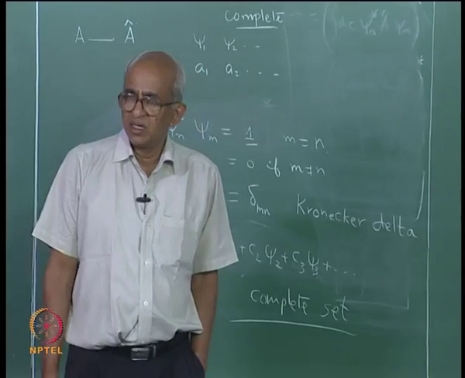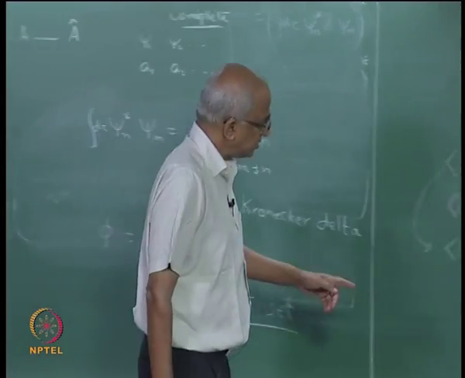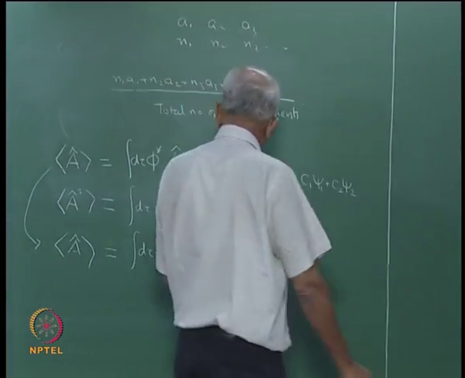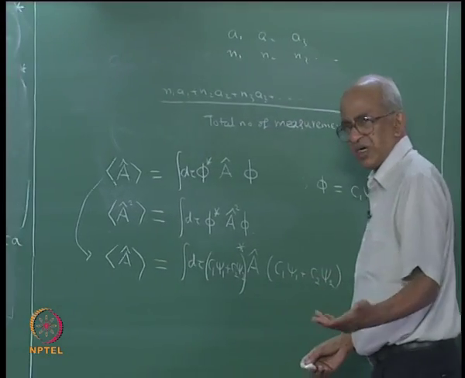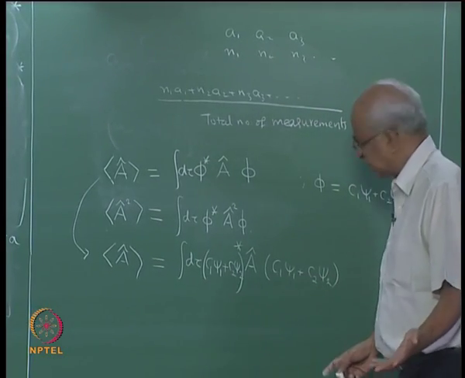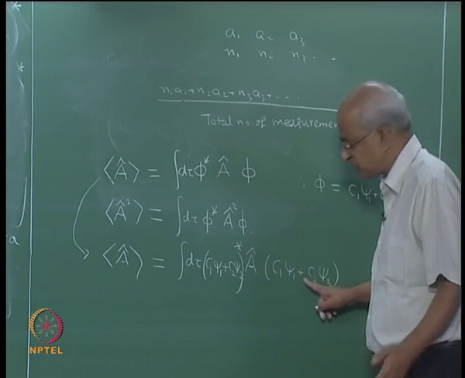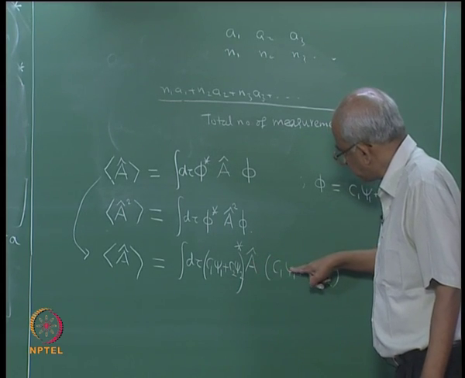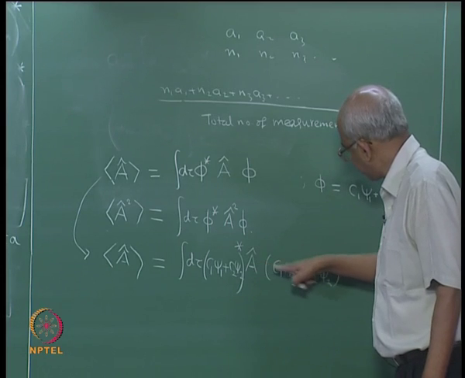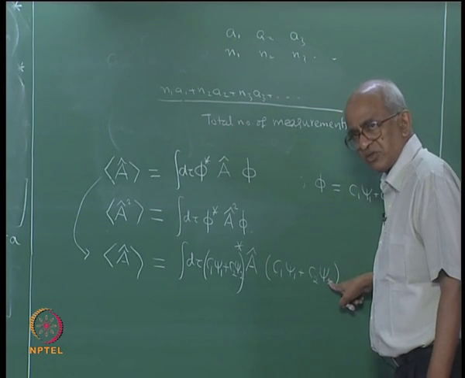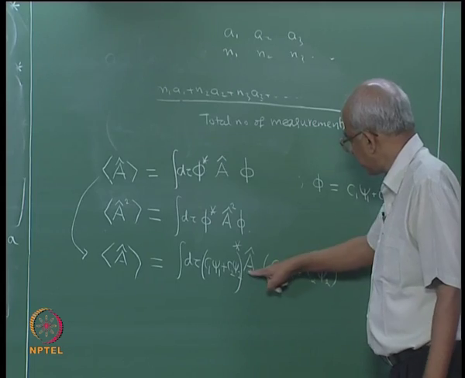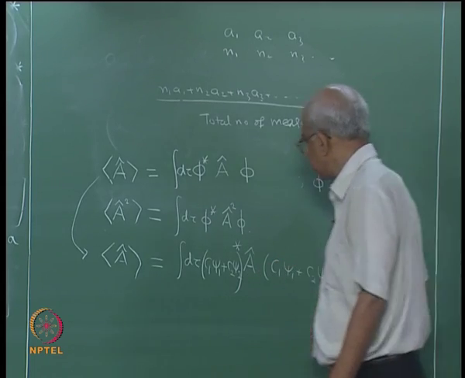Fine. And now you can look at this expression. A is operating upon C1 psi 1. C1 is just a number, it is a constant, and C2 also is a constant. So, what will happen? A will simply operate upon psi 1 or A will operate upon psi 2. A can be taken inside the bracket and allowed to operate upon these two things.